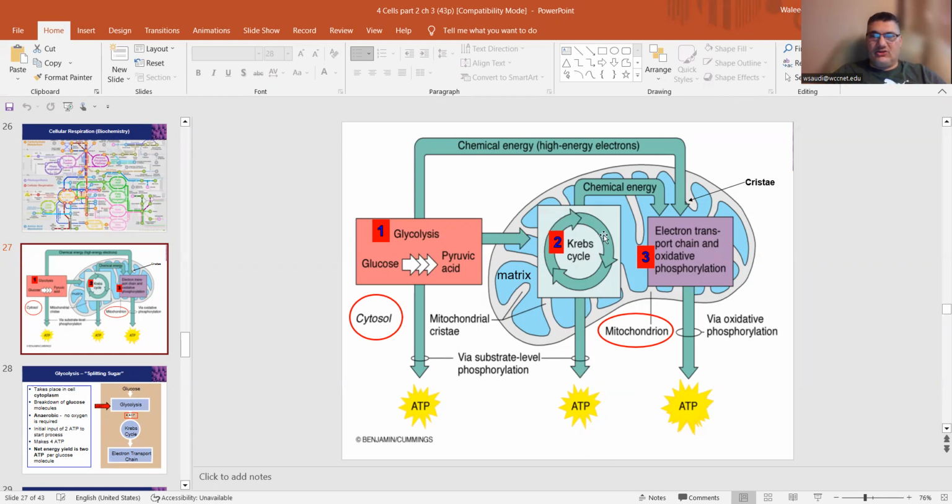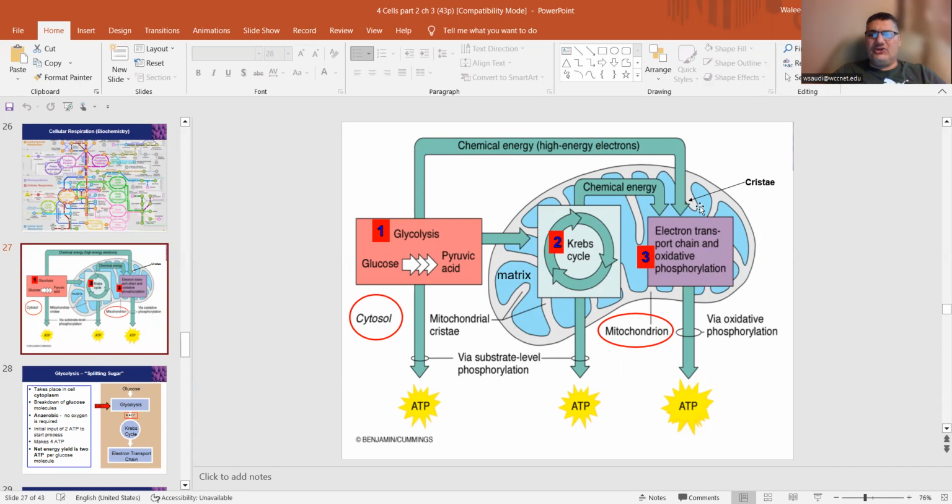So here is the Krebs cycle, and it's going to give you some more ATP. And then what comes out of the Krebs cycle will move to the next part, which is called the electron transport chain, followed by oxidative phosphorylation. And this will give you the vast majority of ATP. You get only 2 from here, you get 2 from here, or 4, and you get the rest from here.